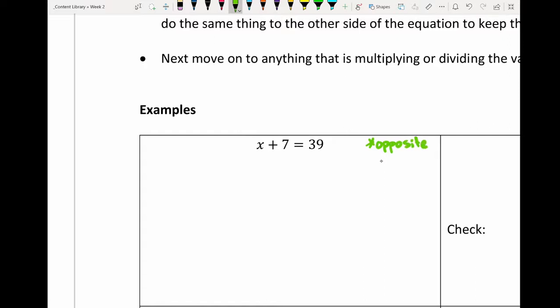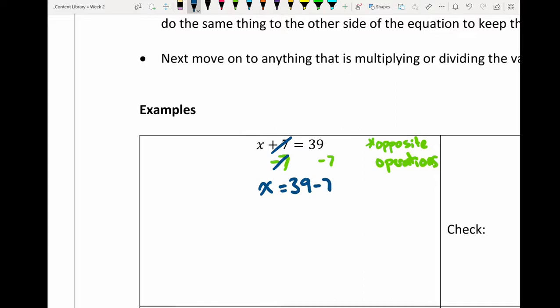I'm just going to write it down again. The opposite operation of adding 7 is subtracting 7. So I'm going to minus 7 from the one side. But in order to keep things balanced or equal, I have to subtract 7 from the other side as well. So when I write this down, I get x. I'm not going to have anything else because this will cancel out, because if I add 7 and take away 7, it cancels out. And I'm left with 39 minus 7.